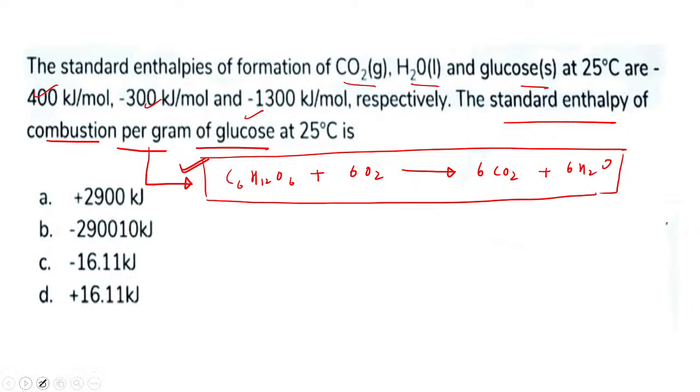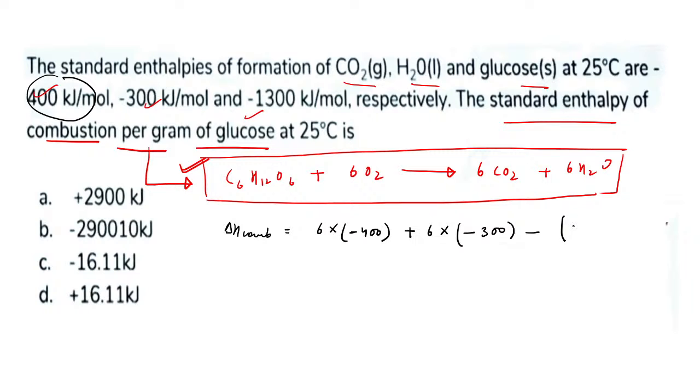If this is your combustion process, how can we find out the enthalpy? Enthalpy of combustion is nothing but, we have to use these values, okay. For CO2 it's minus 400, so 6 into minus 400, because these are enthalpies of combustion, so definitely product minus reactant. 6 into minus 400 plus 6 into minus 300, then minus of, we have to take 1 mole, so basically minus of 1300. So this is your value of combustion.